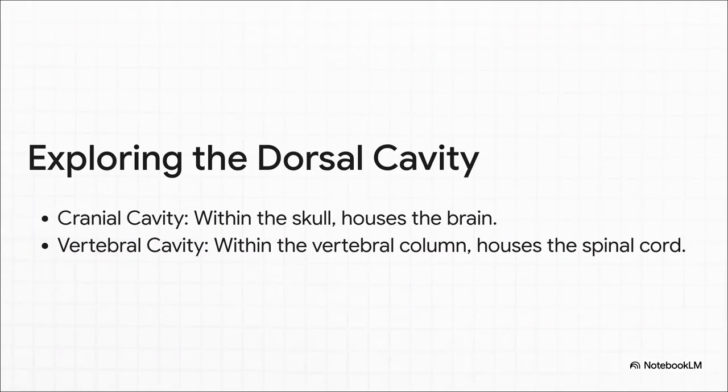So let's look inside this nervous system headquarters. Up top, inside the skull, you've got the cranial cavity, which is basically a bony helmet for the brain. And that space flows right down into the vertebral cavity, which is the long, protected tunnel inside your spine that keeps the spinal cord safe.